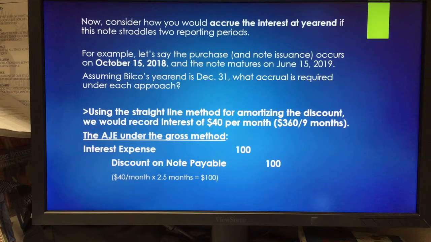You can see how there may be a couple of ways to come at this one, but in fact this is more or less what we might call a straight line method, where we simply say, well, the total interest is $360, and that's the interest for 9 months, and so that's $40 per month, and since October 15 to December 31st, that's 2.5 months. There's our interest for the period ended December 31st for this note. In other words, the interest from October 15 of 2018 to December 31st of 2018 is $100. So notice now we're crediting or reducing that discount on note payable account.